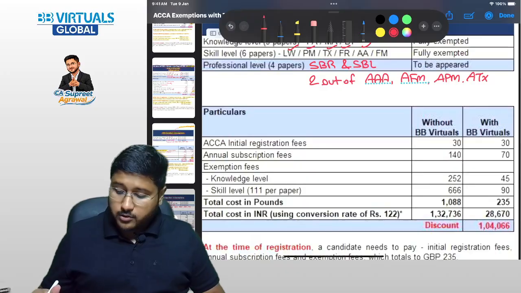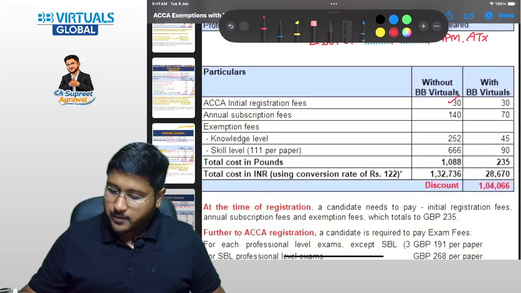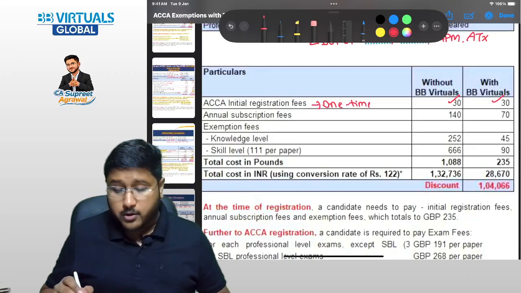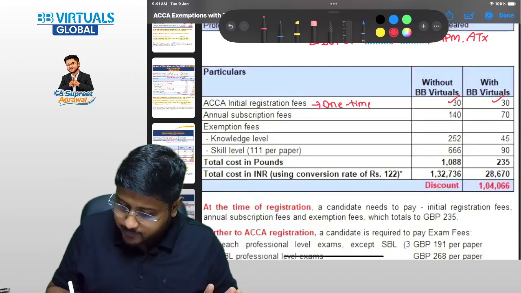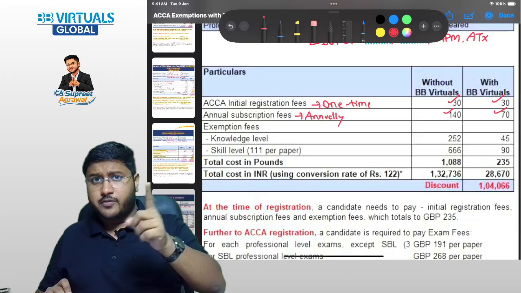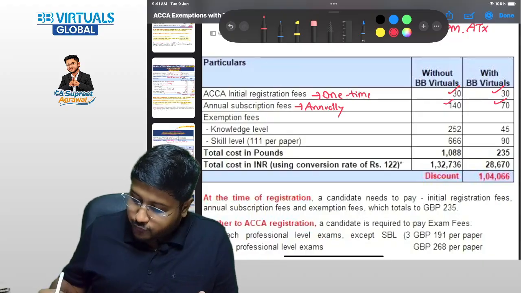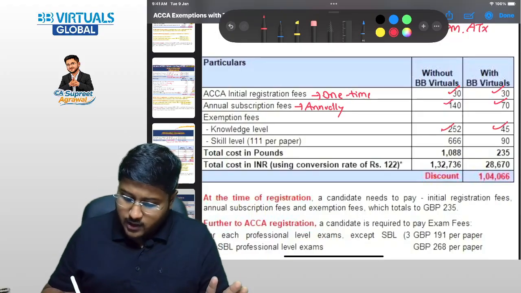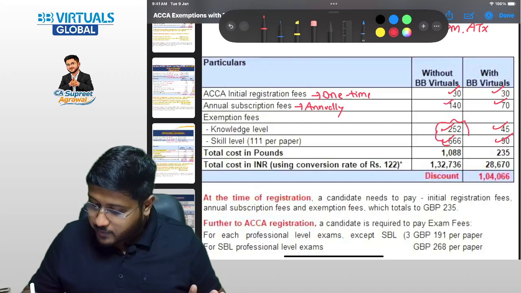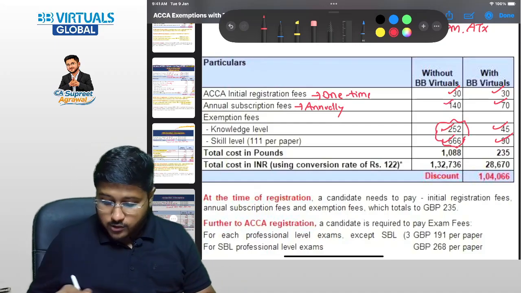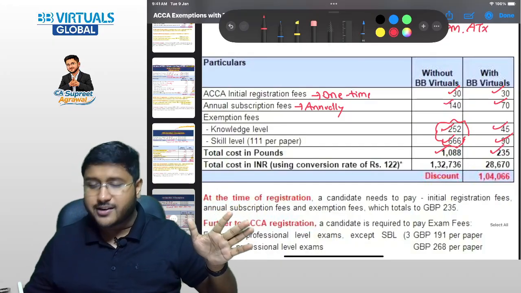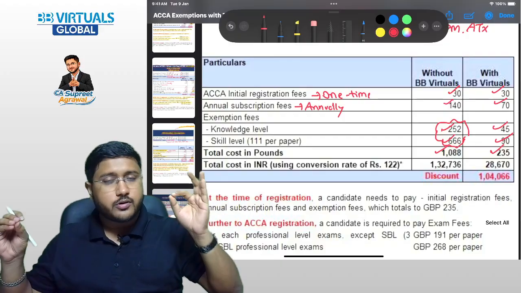Now when I talk about the fees, please be very careful here. 30 pounds is the initial registration fee, which is a one-time fee. The annual subscription fee is to be paid annually; with us, you get a 50% discount on the first year's fees, that is only 70. The exemption fees for knowledge level are only 45 pounds with us. For skill level, only 90 pounds with us. Otherwise you would have to pay 252 plus 666. So the total cost, if you don't go with us, is 1088 pounds, but when you go with us, it's only 235 pounds.